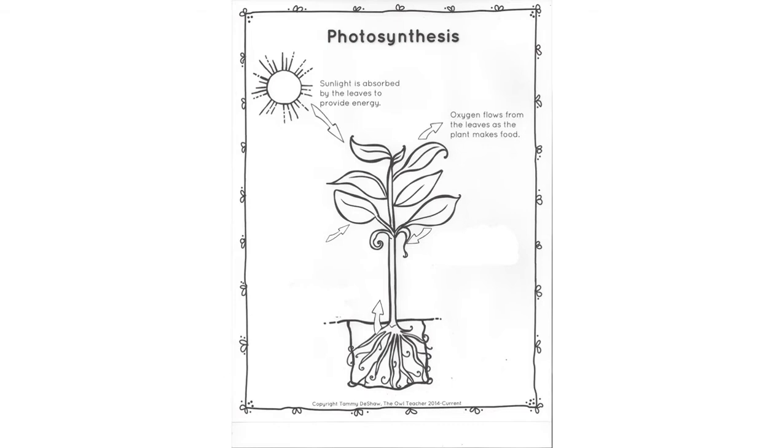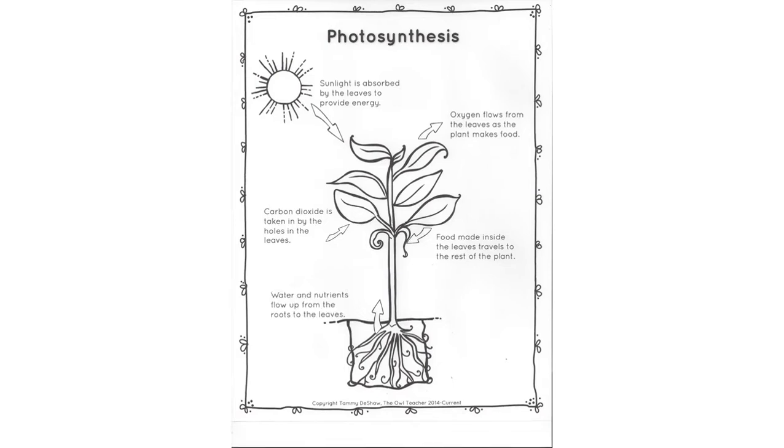Oxygen flows from the leaves as the plant makes food. Carbon dioxide is taken in by the holes in the leaves. Food made inside the leaves travels to the rest of the plant. And water and nutrients flow up from the roots to the leaves.